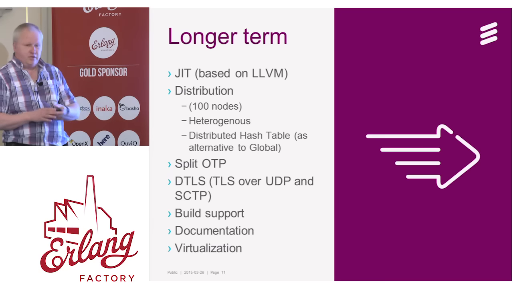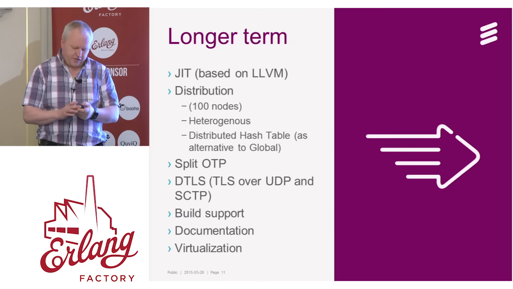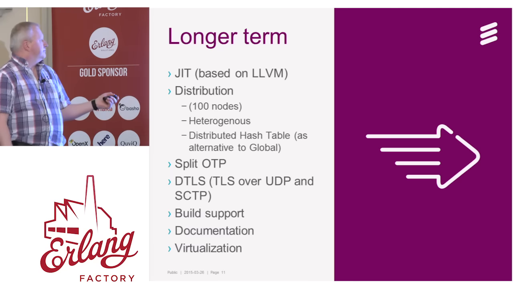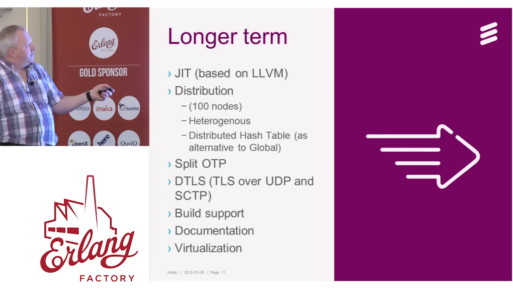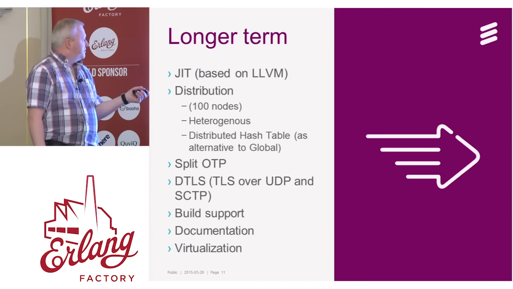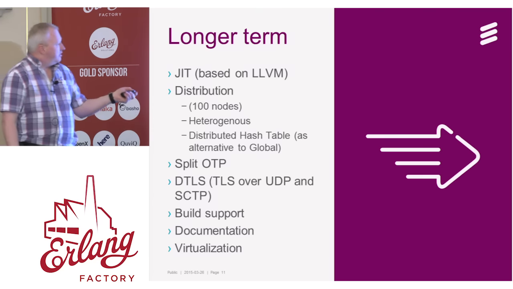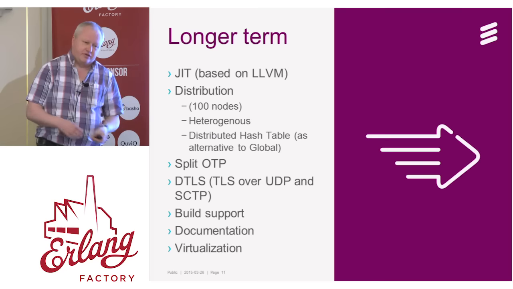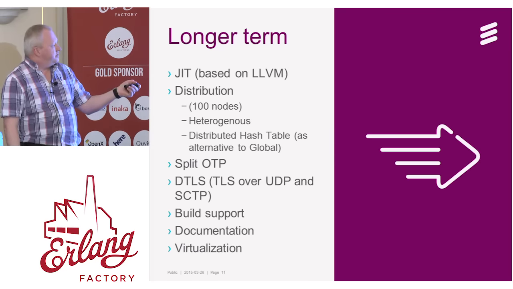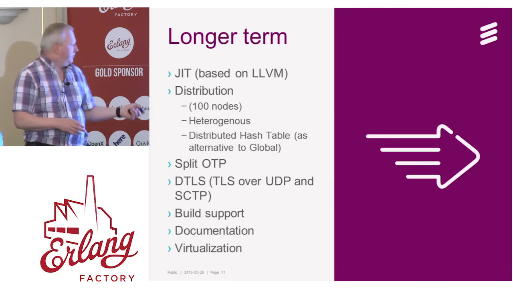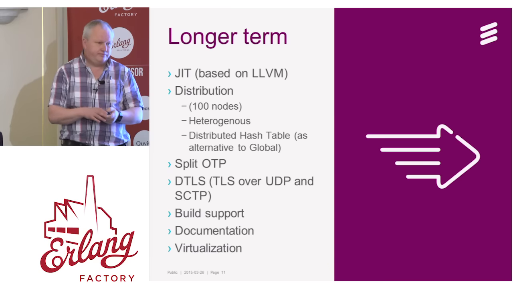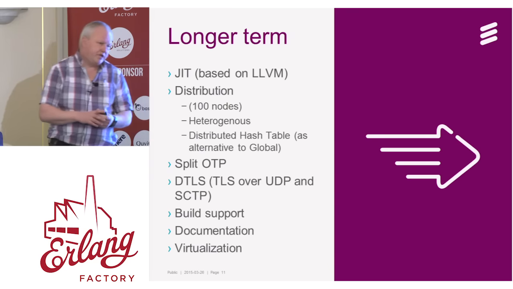Distribution. We get more and more requirements on having many nodes together, like 100. If we can handle 100, we can handle more as well, but that's a limit that has been mentioned. I don't think we are going for many thousands. I don't think that's necessary. And also heterogeneous, different protocols to different nodes. We are working with a distributed hash table as an alternative to global or as a general purpose thing.